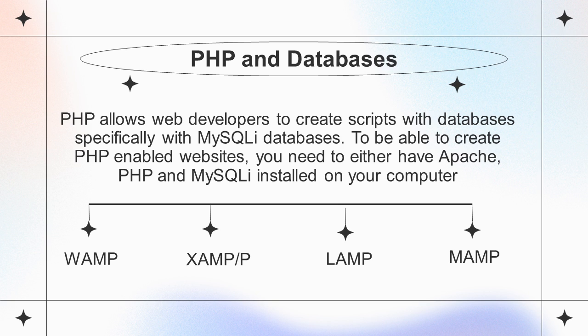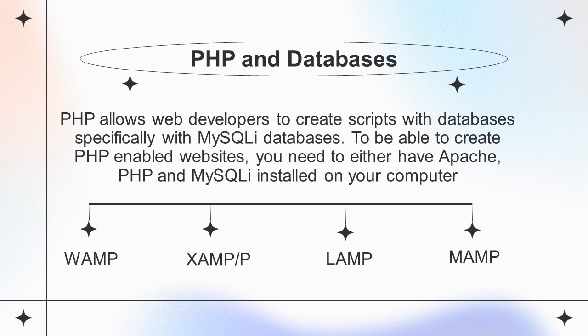To be able to create a PHP enabled website, you need to have the Apache server, PHP language as a front end, and MySQL as a backend installed on your computer. Instead of downloading and installing Apache, PHP, MySQL one by one, we can use a combo pack of these. We can download or install WAMP server, XAMPP server, LAMP server and the MAMP server.